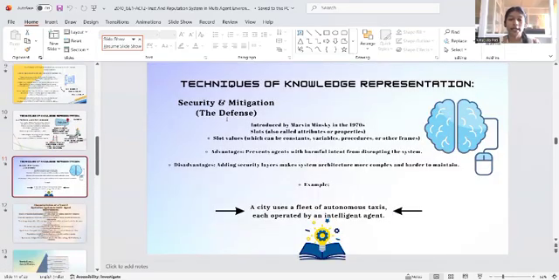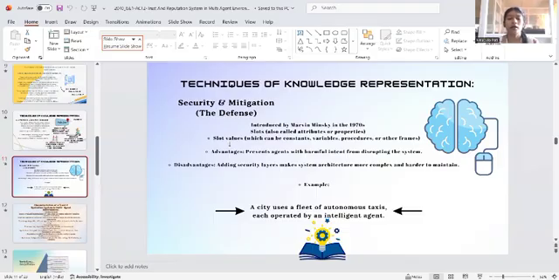Third technique is security and mitigation. In simple, the defense. Introducing Marvin Minsky in the 1970s, slots are also called attributes and properties. Slot values can be constraints, variables, procedures, and other frames. And this technique's advantage prevents agents with harmful intent from disrupting the system, and disadvantage adding security layers makes system architecture more complex and harder to maintain.